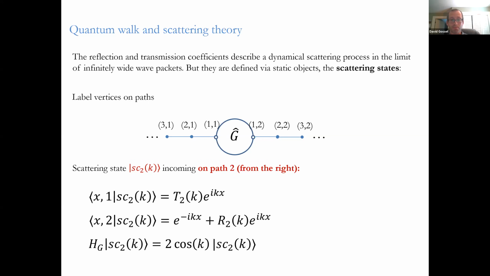And we can do the same for the scattering state that is incoming on path 2 from the right. And again, now there will be a different transmission coefficient, which we'll denote T2 of K, and a different reflection coefficient, which we'll denote R2 of K, and that's kind of the story for this kind of scattering process.